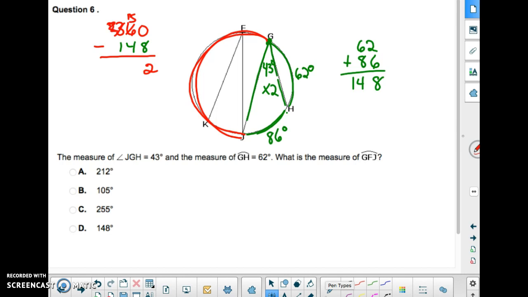I'm having a hard time subtracting here. Give me just a sec. So when I subtract correctly there, we end up with 212 degrees.